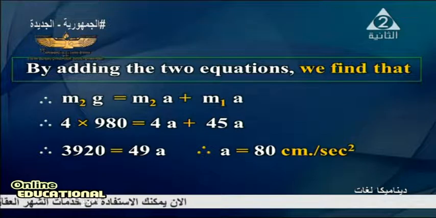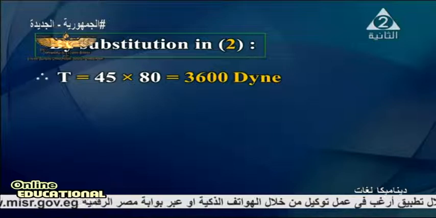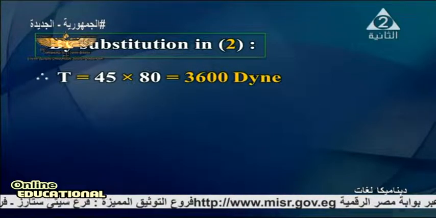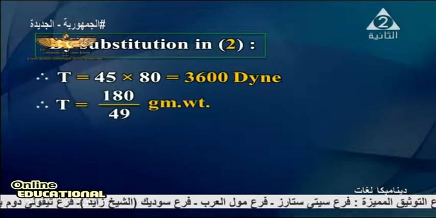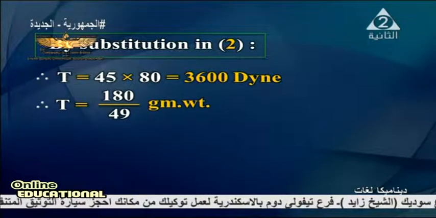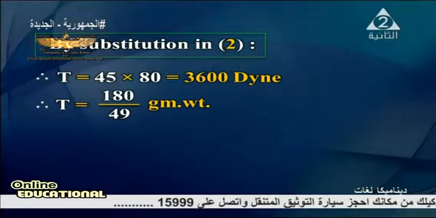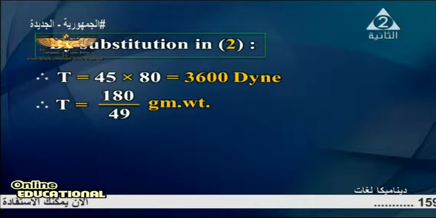Now, to get the tension in the string, we can substitute in equation number 2. The tension T equals 45 times 80, which equals 3,600 dyne, and we can convert this value to gram weight by dividing by 980. Then the tension equals 180 over 49 gram weight.